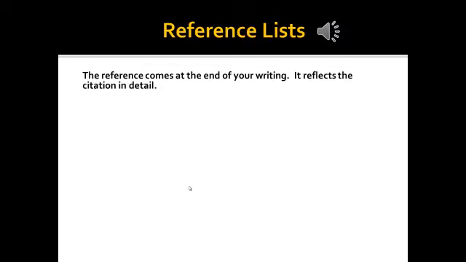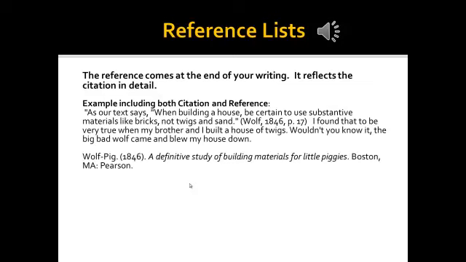Now, reference lists. Reference lists come at the end of your writing. The reference reflects the citation in detail. You need both a reference and a citation. The citation is within the text. The reference is at the end of the text or at the end of the exercise. Let's give you an example, including both a citation and a reference.